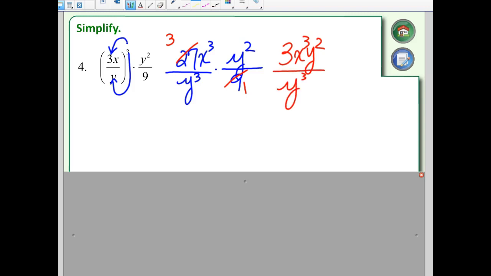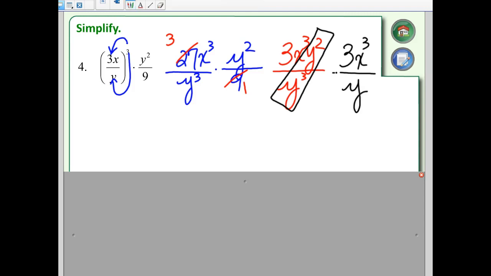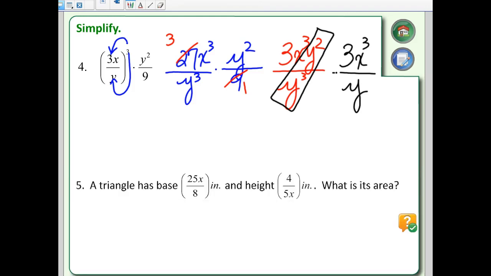Now, Mrs. Burton, why can't I just go ahead and cross cancel those letters? I promise you, I've been doing this for decades, you will lose somebody in the mix. But if I look here, I've got the same letter top and bottom, y's, so we're going to be left with 3x cubed in the numerator, and then if I subtract my exponents for my y's and put the answer back where the bigger exponent is, that is my final answer.